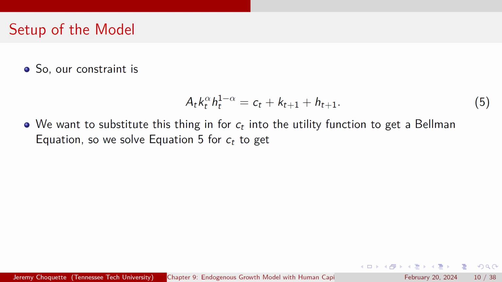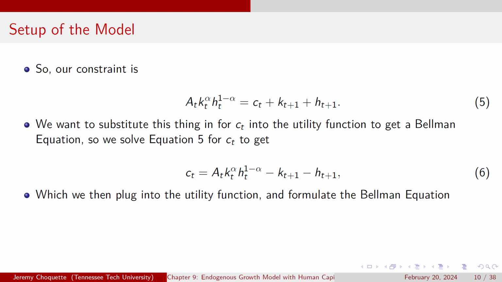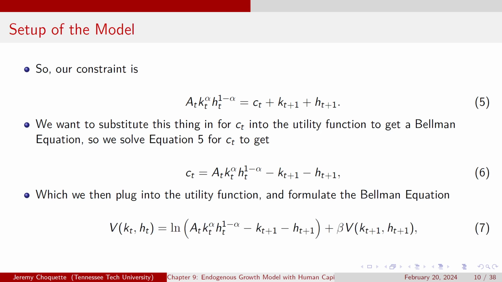And as we've done before, I just want to solve this thing for C sub t and plug that into C in that utility function, get a Bellman equation. So I solve equation 5. I solve that resource constraint to get this right here. So C equals output minus investment. Slight restatement, but not all that different from what we've seen previously. And then I'm going to plug this into the utility function and formulate my Bellman equation from there. So equation 7 here is my Bellman equation.